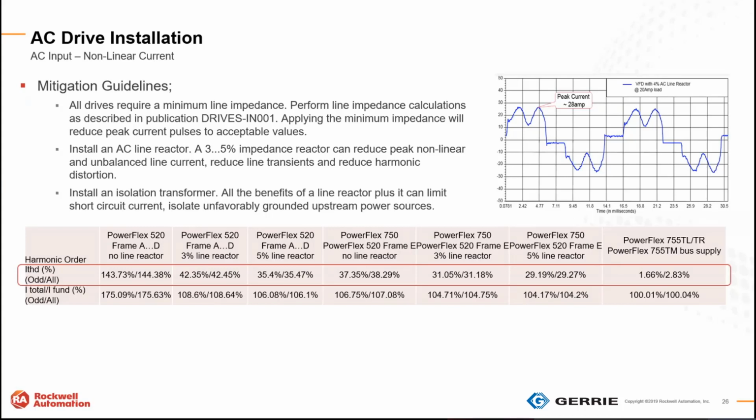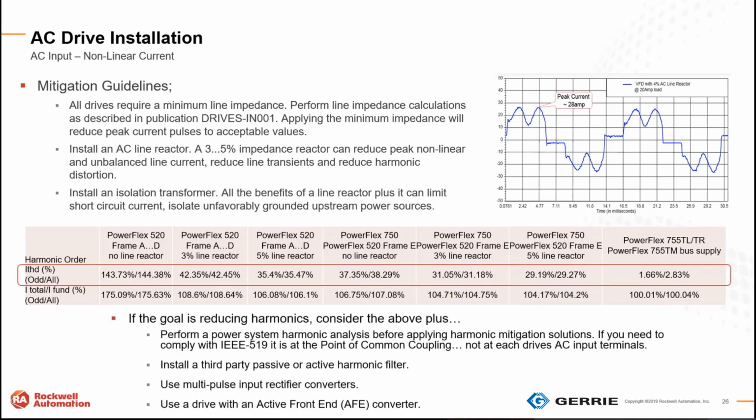And what we can do by just adding a reactor to the front is eliminate or reduce some of the harmonic content. Some of the other things we can do are a passive or active harmonic filter, or multi-phase input rectifier converters, like a 12-pulse or an 18-pulse VFD. Again, big bucks. You have to pay for that up front and know about it up front. You can't convert it in the field to one of these. And then the ultimate is the active front end or AFE converter, like the TL or the TR that I was talking about.